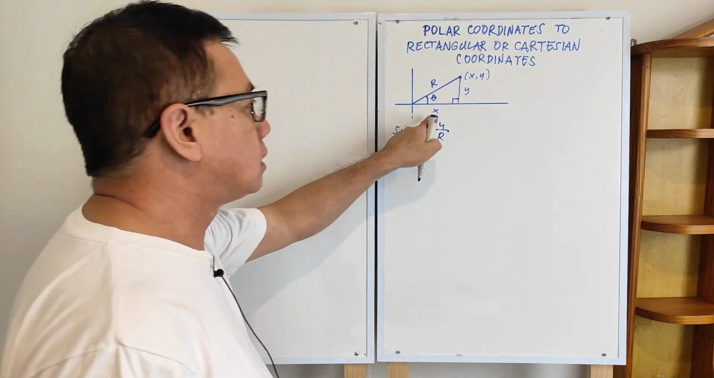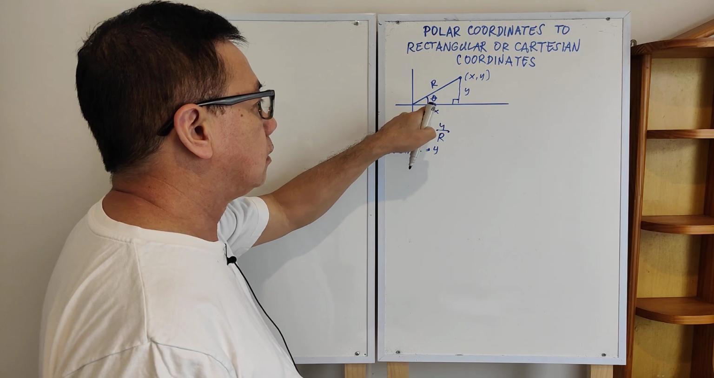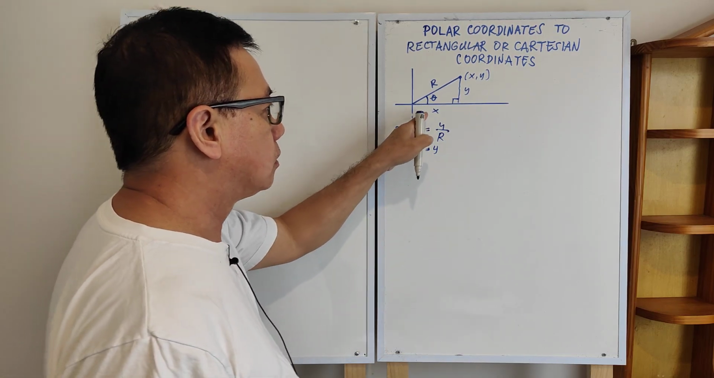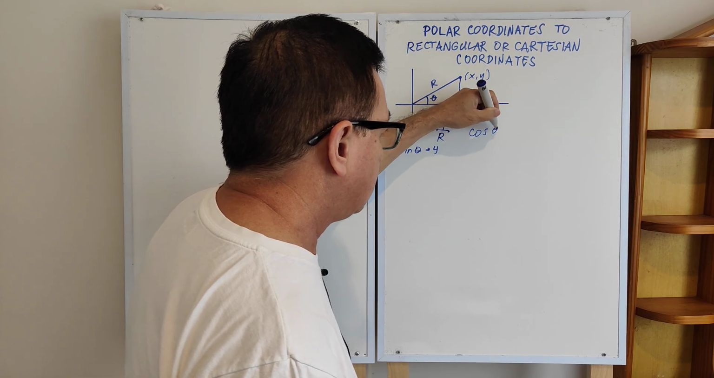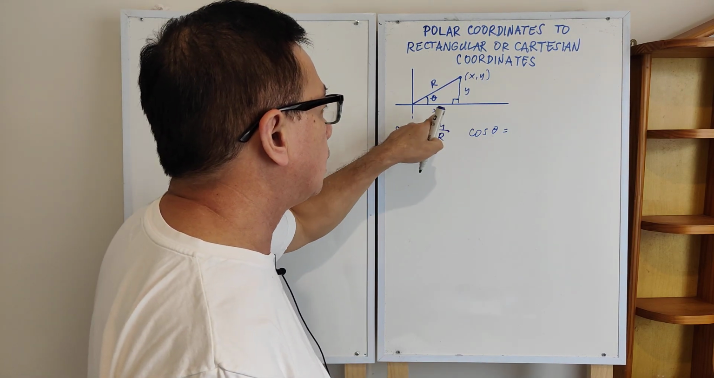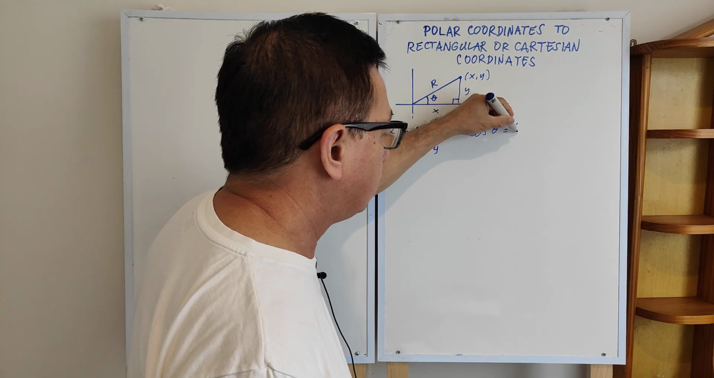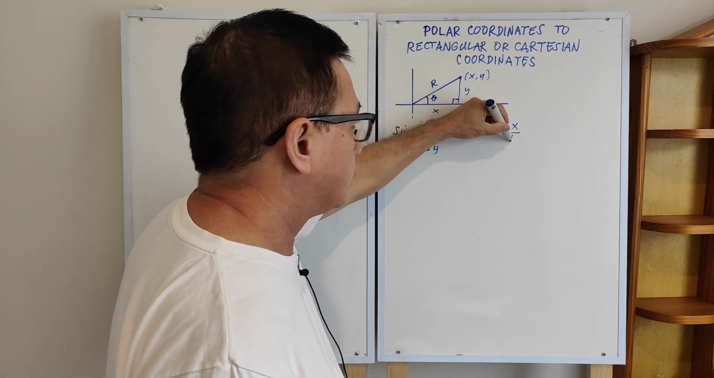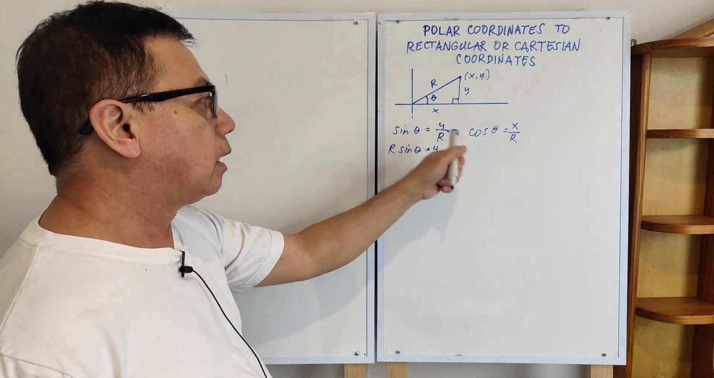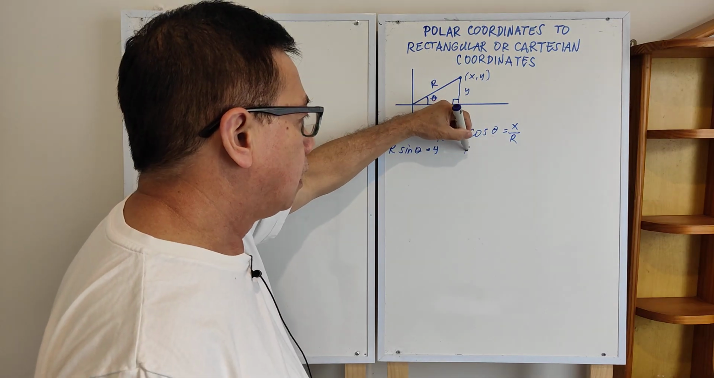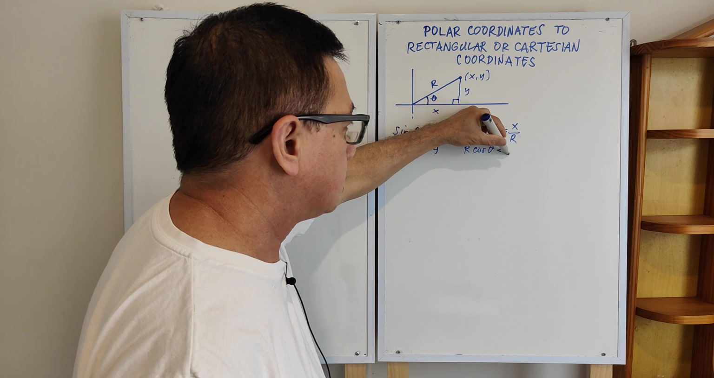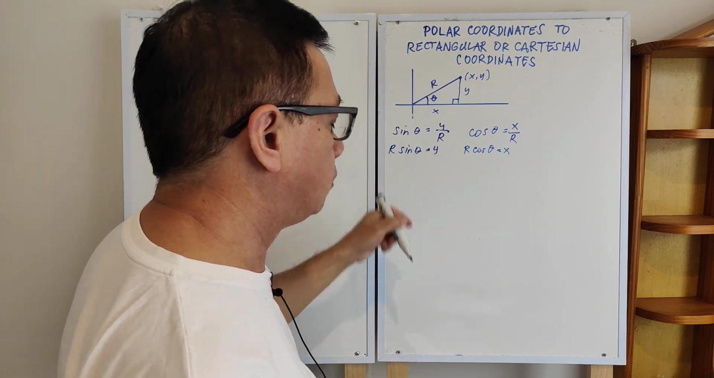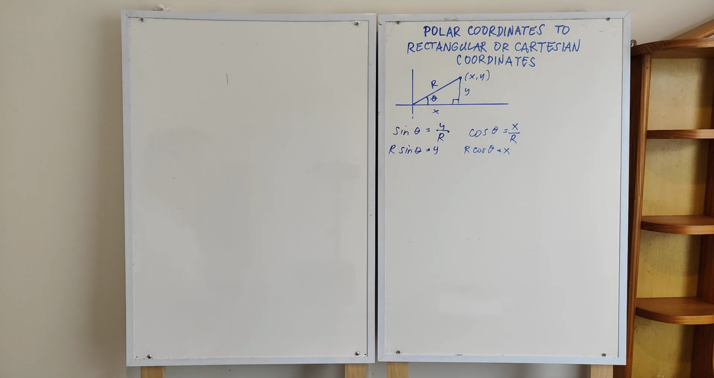And then for x, this is adjacent to the angle and still the hypotenuse. So the trigonometric function we need is the cosine function. So cosine theta is adjacent over hypotenuse, which is r. So multiplying r on both sides, we have r cosine theta is equal to x. So we will be using these two formulas to solve for x and y.